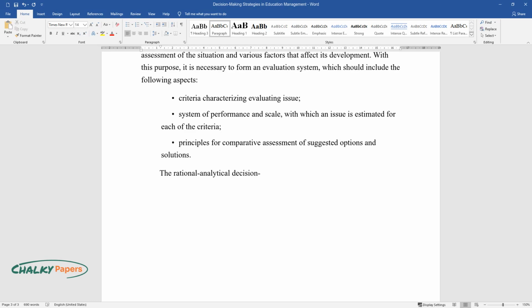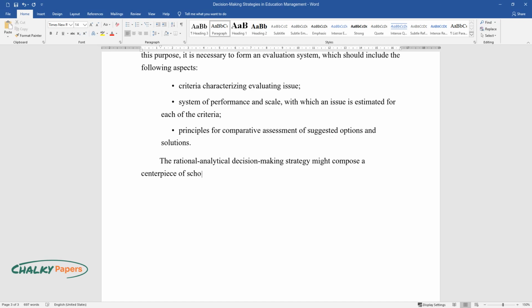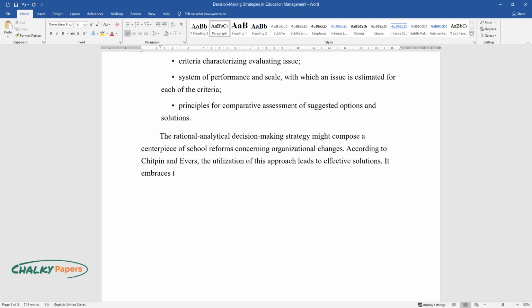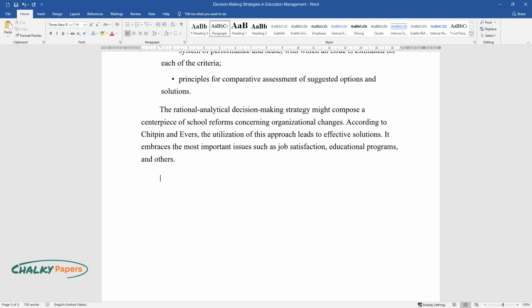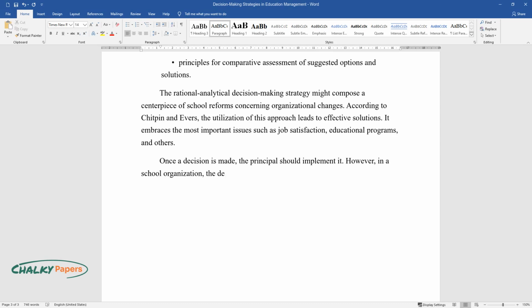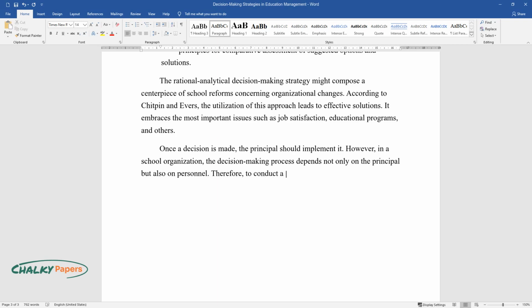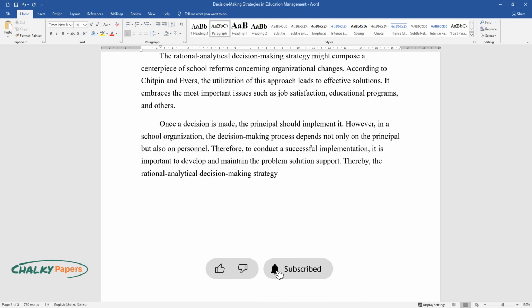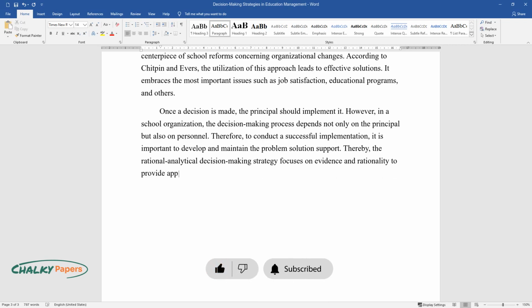The rational-analytical decision-making strategy might compose a centerpiece of school reforms concerning organizational changes. According to Chitpin and Evers, the utilization of this approach leads to effective solutions. It embraces the most important issues such as job satisfaction, educational programs, and others. Once a decision is made, the principal should implement it. However, in a school organization, the decision-making process depends not only on the principal but also on personnel. Therefore, to conduct a successful implementation, it is important to develop and maintain the problem-solution support. Thereby, the rational-analytical decision-making strategy focuses on evidence and rationality to provide appropriate solutions.